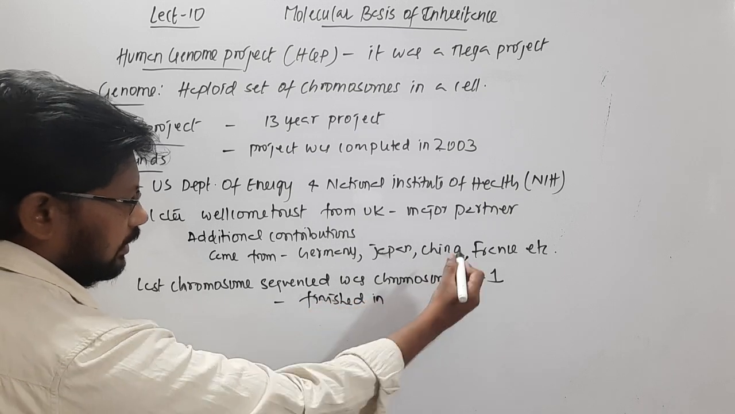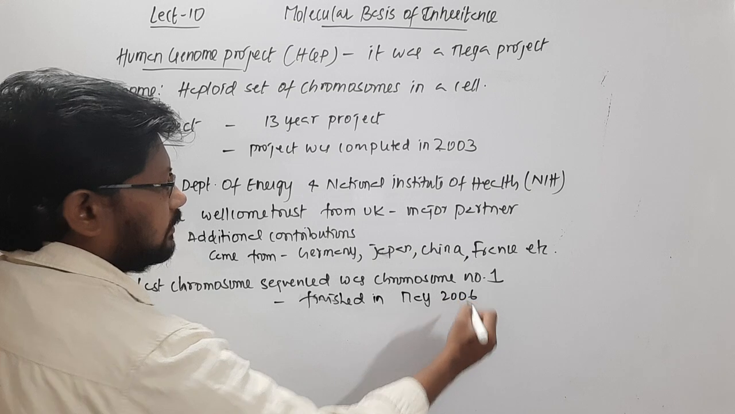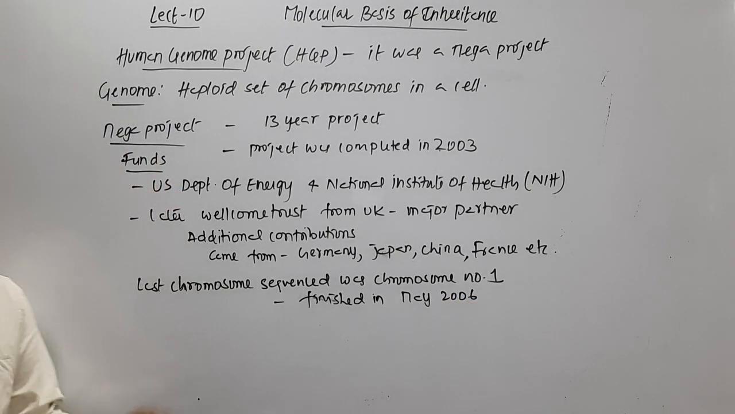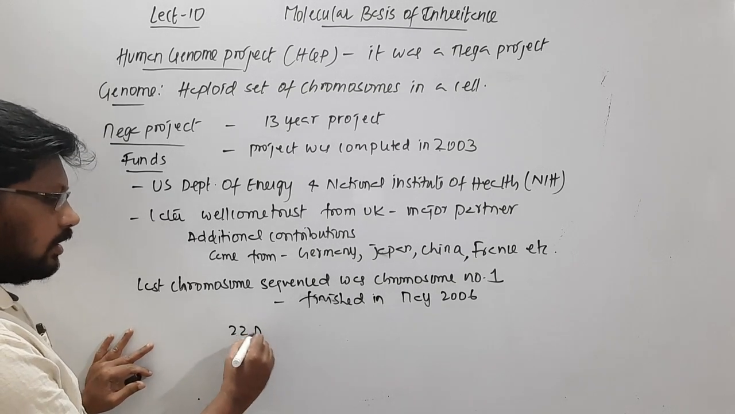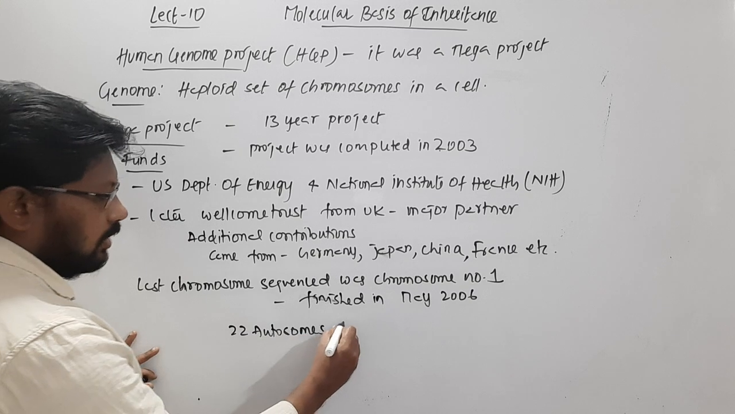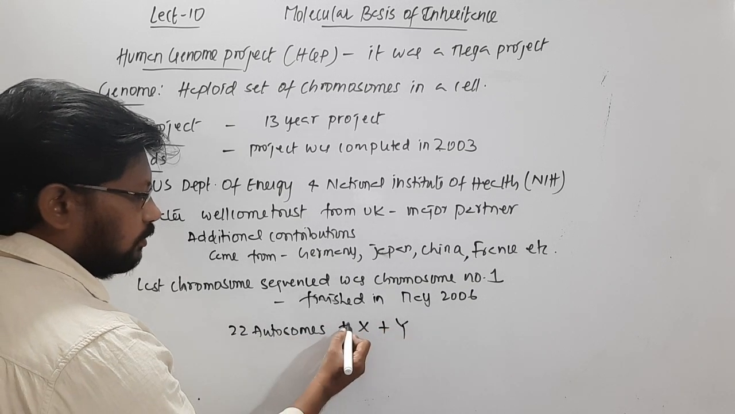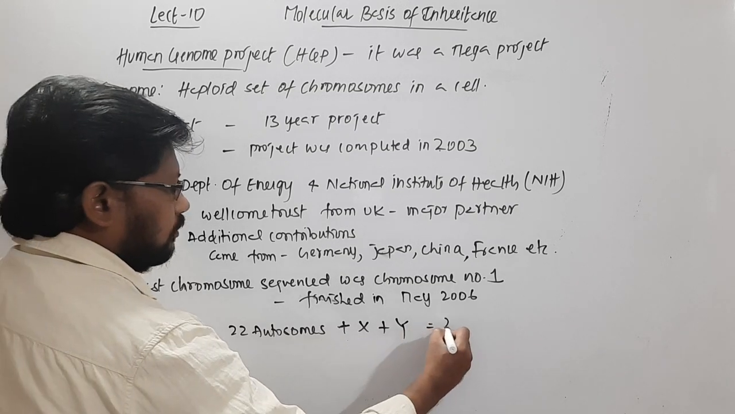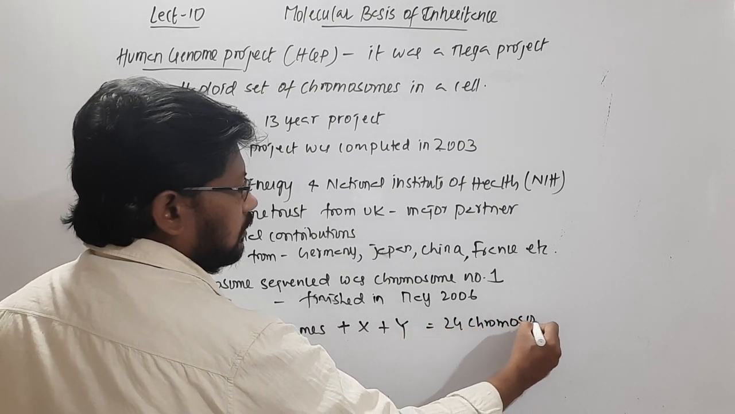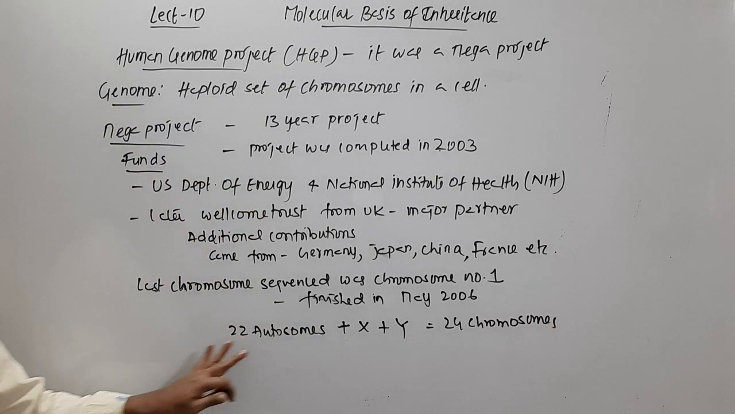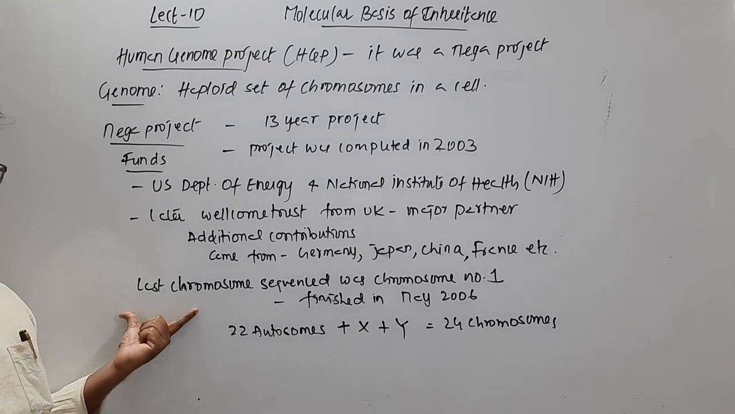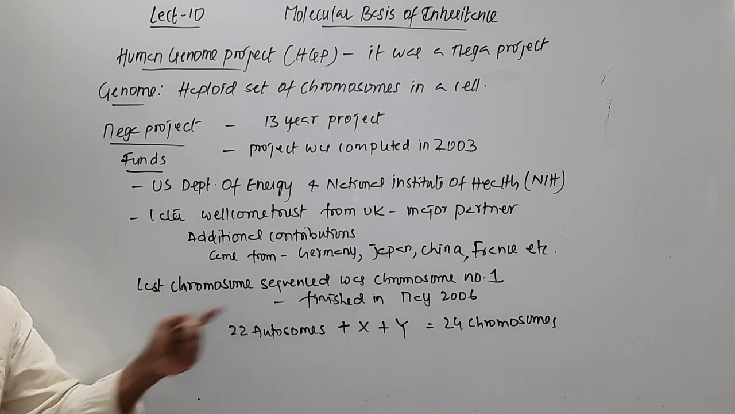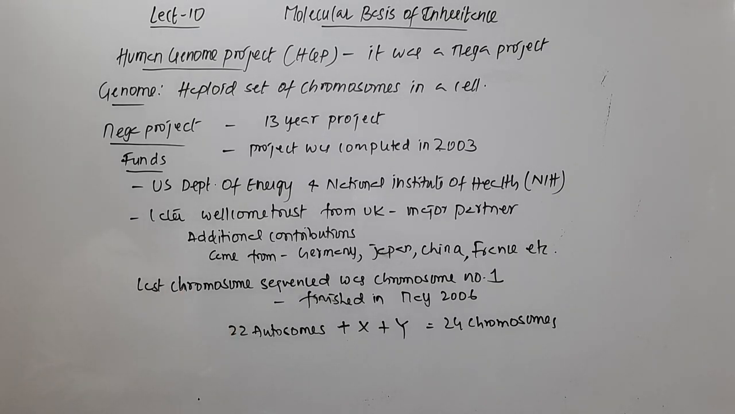That was finished in May 2006, out of the 24 chromosomes in human beings. Those 24 chromosomes are 22 autosomes plus the X chromosome plus the Y chromosome, making a total of 24 chromosomes. Out of these, the last chromosome sequenced was chromosome number 1, and that sequencing finished in May 2006.